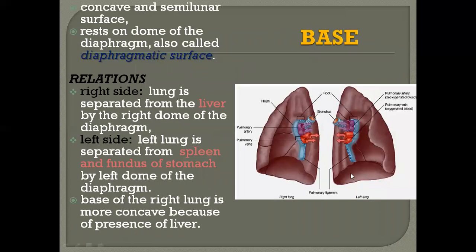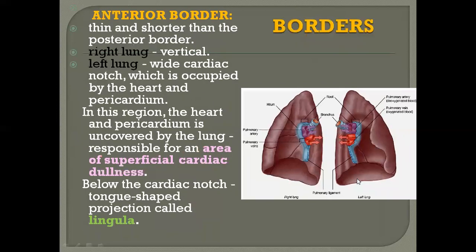Now coming to the base of the lung, it forms the diaphragmatic surface. It is resting on the dome of the diaphragm. It is concave and semilunar. On the right side, this base is separated from the liver by means of the right dome of diaphragm, and on the left side, the base of the left lung is separated from the spleen and stomach by means of the left dome of diaphragm.